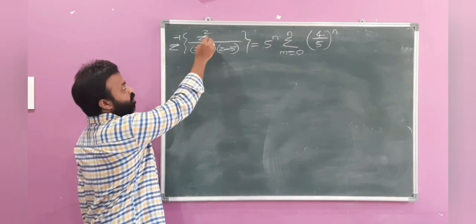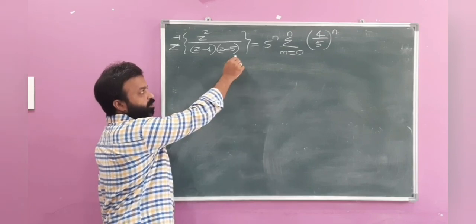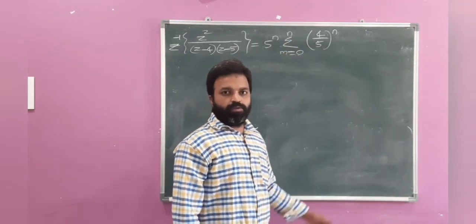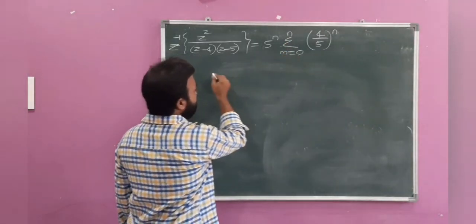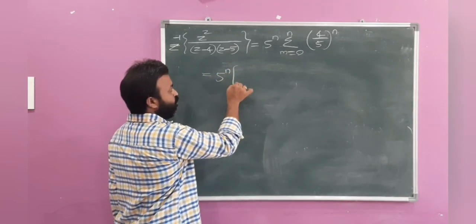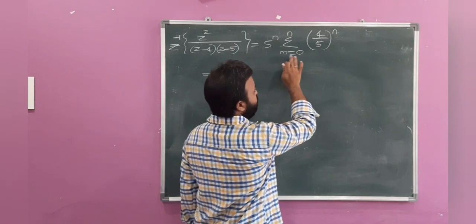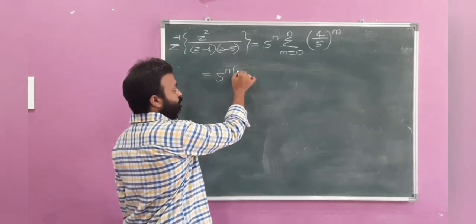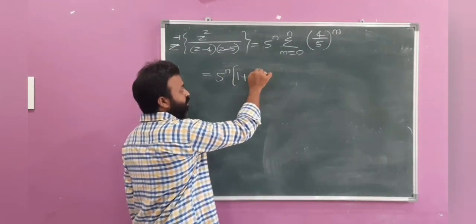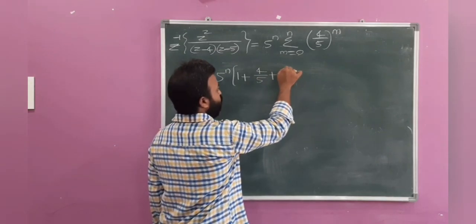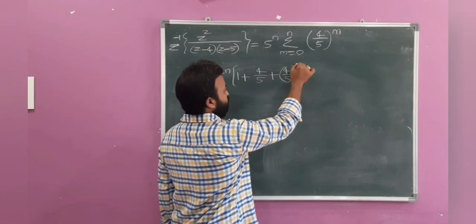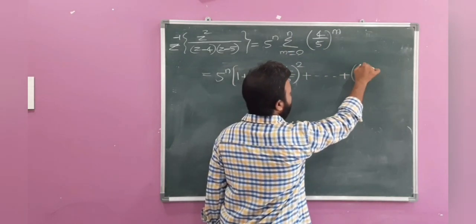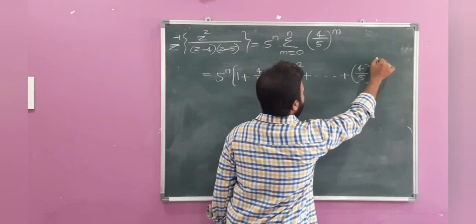So we have z inverse of z square by (z minus 4)(z minus 5) as 5 power n into sigma m equal to 0 to n of (4 by 5) to the power of m. On expanding the summation, so we have 5 power n into, for m equal to 0 we get 1, plus for m equal to 1 it is 4 by 5, for m equal to 2 it is (4 by 5) whole square, plus and so on, and the last term is m equal to n, so we get (4 by 5) to the power of n.